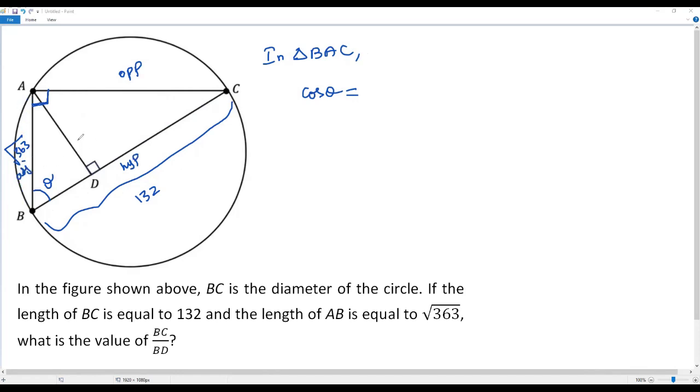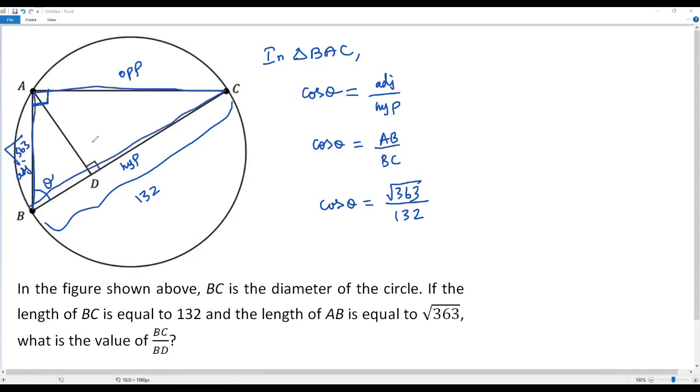Okay, then according to SOH CAH TOA, the formula to get the value of the trigonometric ratio cosine theta is adjacent side divided by hypotenuse. So cosine theta is equal to, here this AB represents adjacent, so we can write AB for adjacent, and for hypotenuse we can write BC. We know that the length of AB, that is adjacent side, is square root of 363, and the length of the hypotenuse BC is 132. That is given in the question itself. Now in this right triangle BAC, I got the value of the trigonometric ratio cosine theta.